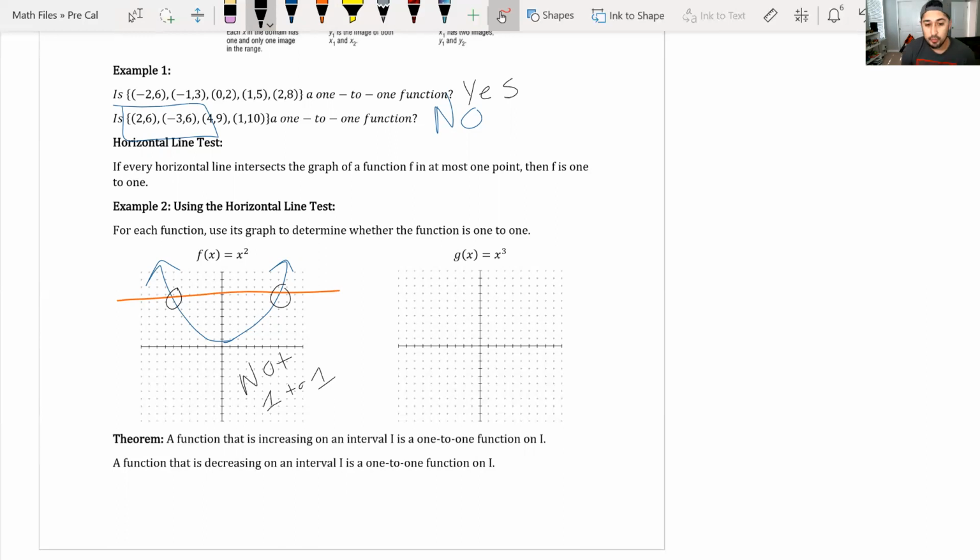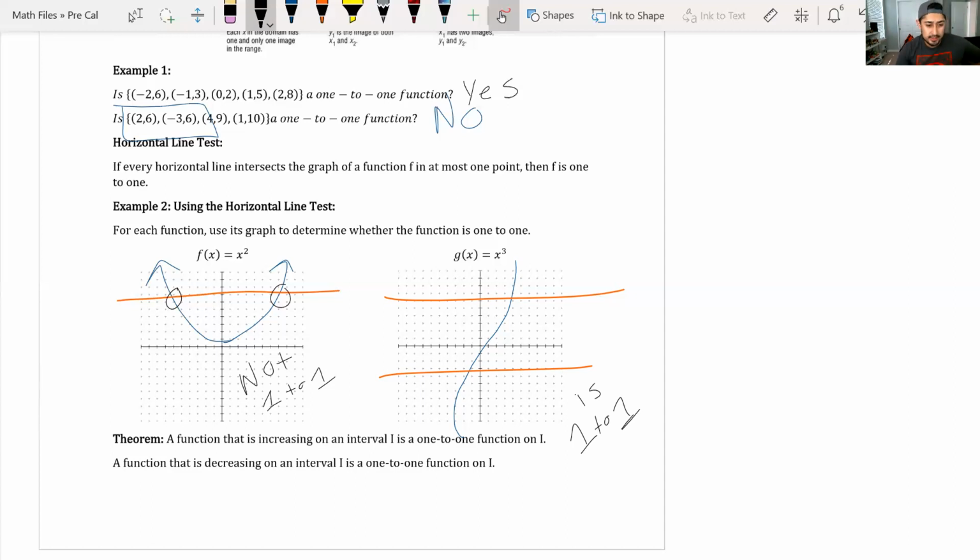Not one-to-one. Okay, now the graph of x cubed. Well, x cubed looks like the little curvy S-shaped thing, kind of like that. Okay, there's x cubed. So if I were to draw a horizontal line through this anywhere, we see that I only intersect the graph once, which means that x cubed is one-to-one. Okay, excellent.